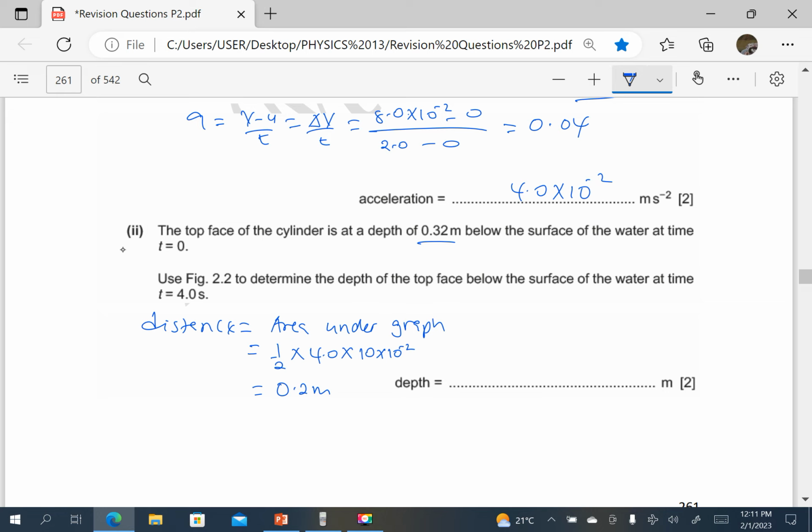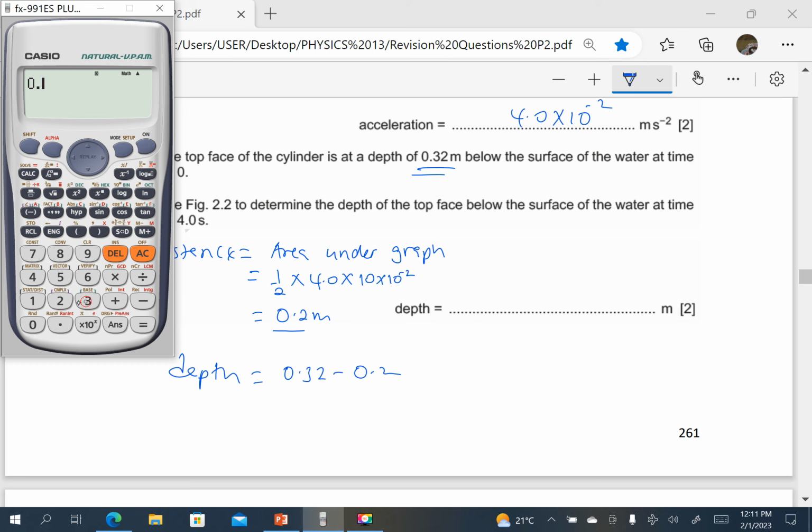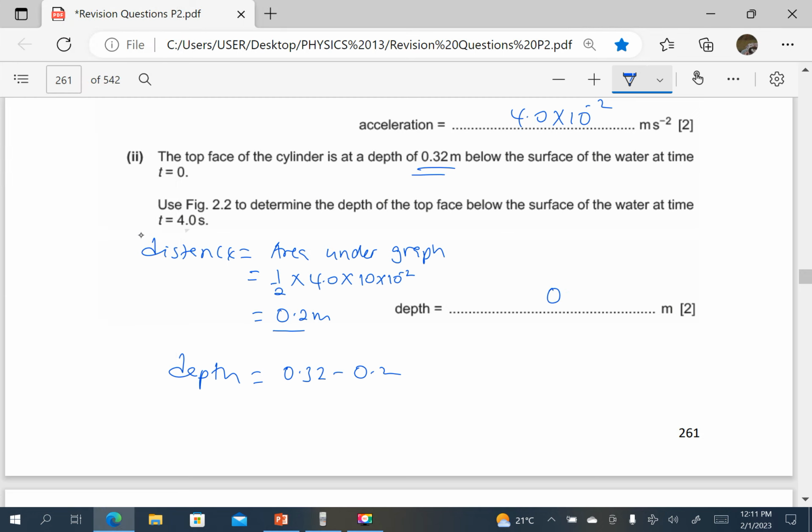But remember at t equals 0, the top face was at 0.32 meters below the surface, and it has moved a distance of 0.2 meters upwards. That means the depth is the difference. The depth is going to be equal to 0.32 minus 0.2, which is 0.12. So the depth is 0.12 meters.